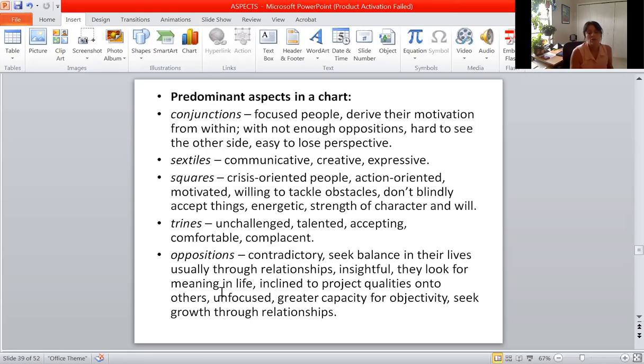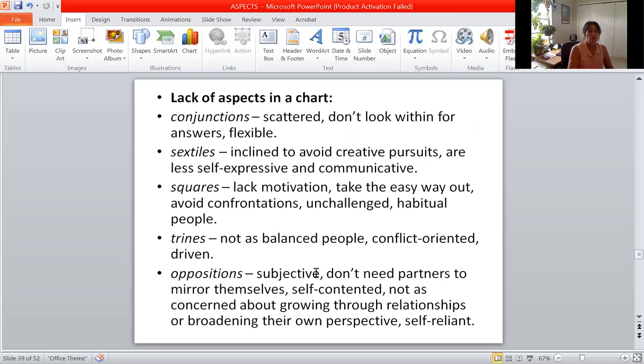And then oppositions are contradictory. They're seeking balance in their lives, usually through relationships. And when we see charts that have a lot of stuff on one side and a lot of stuff on the other, it's called the seesaw. Again, we'll look at chart patterns and we'll see that these people would have lots of oppositions and then maybe not a lot of anything else. So they usually would have to deal with their lives through relationship. Insightful, they look for meaning in life, inclined to project qualities onto others. Unfocused, greater capacity for objectivity, and they can seek growth through the relationships.